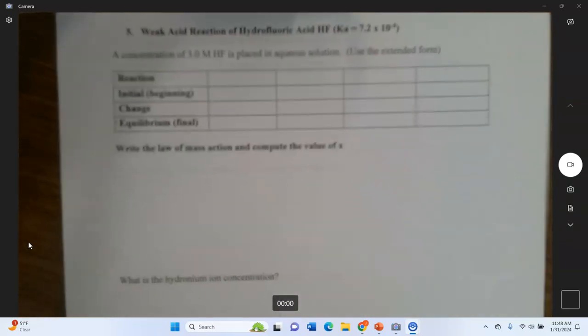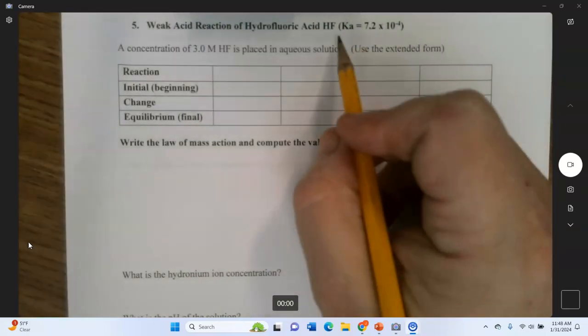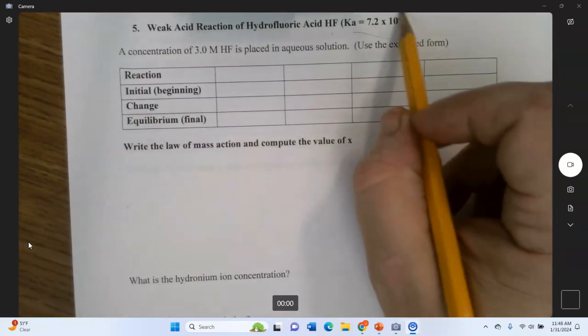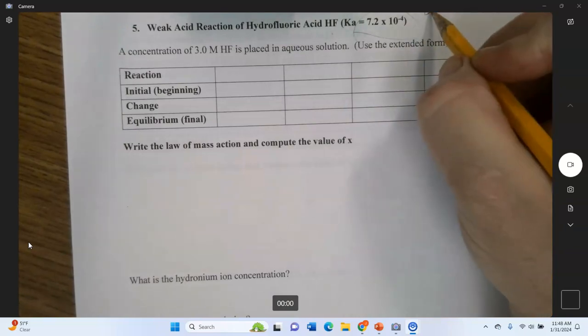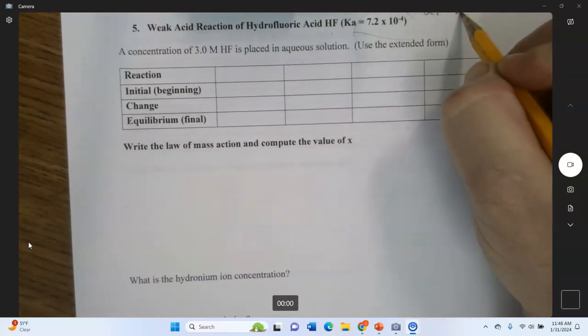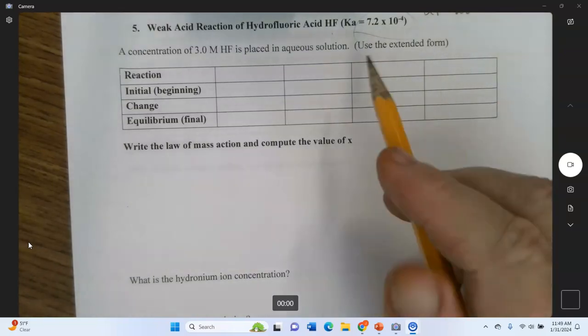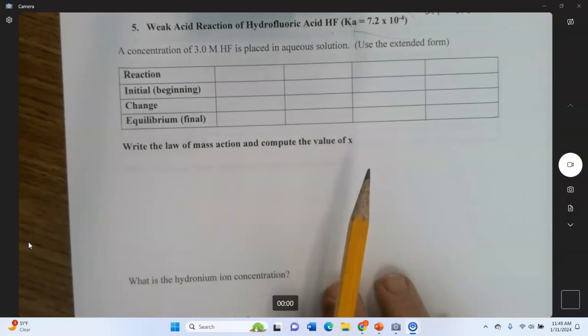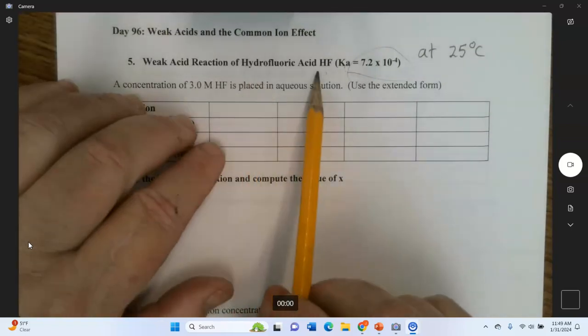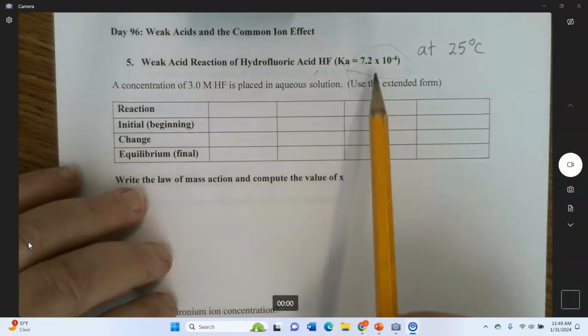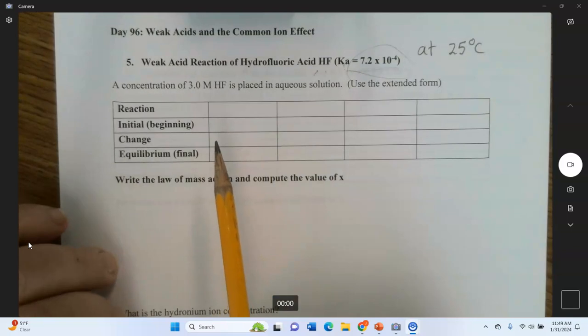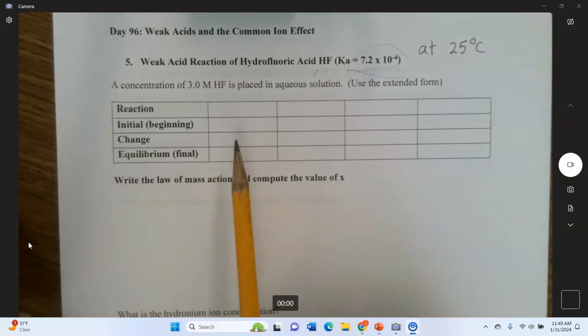All right, weak acid reaction of hydrofluoric. HF is a weak acid. It gives you the Ka at 25 degrees. And we always assume in acid problems we're at just room temperature, 25 degrees centigrade. The Ka is a constant number, okay? How much that acid is going to dissociate in water is going to be fixed at a certain temperature, 25 degrees. Okay, so let's go.